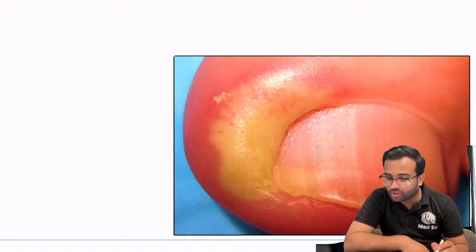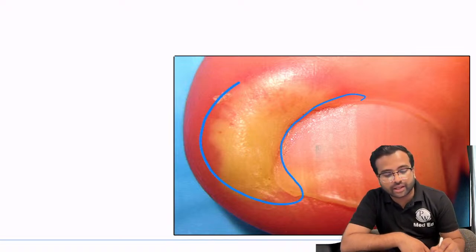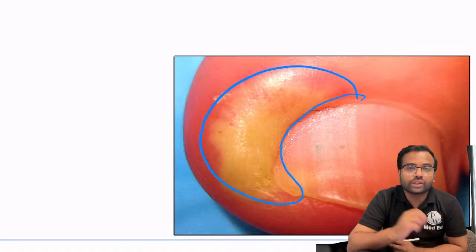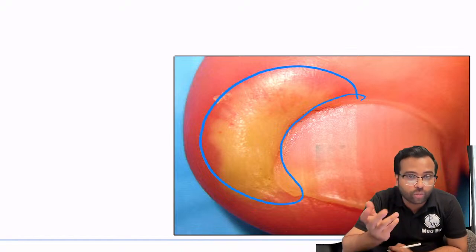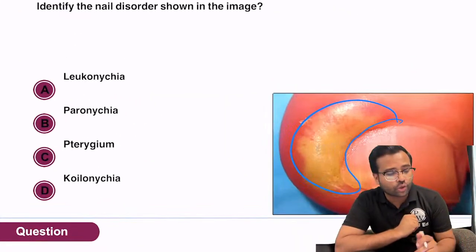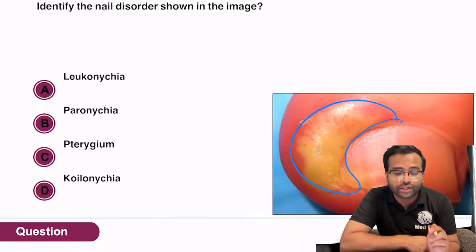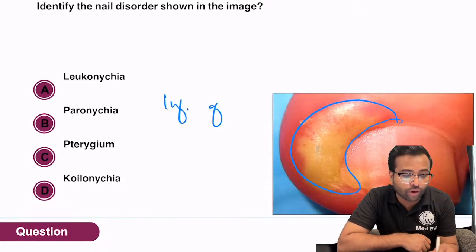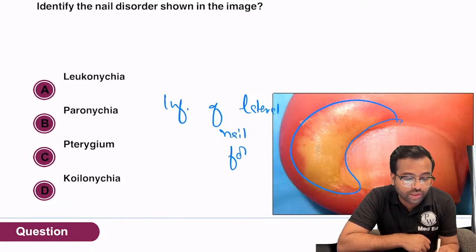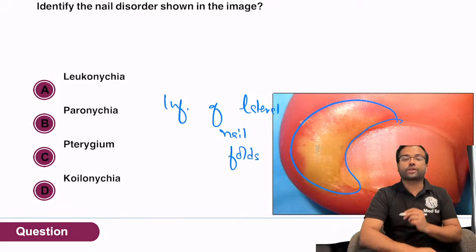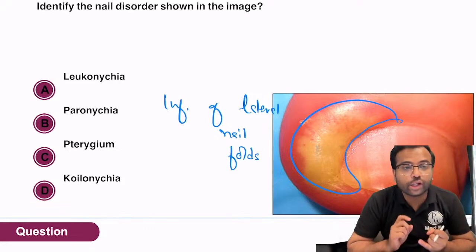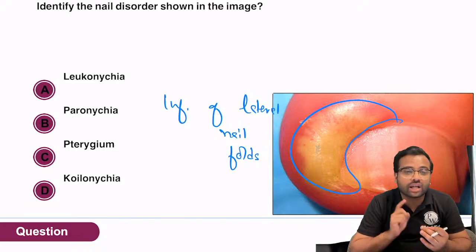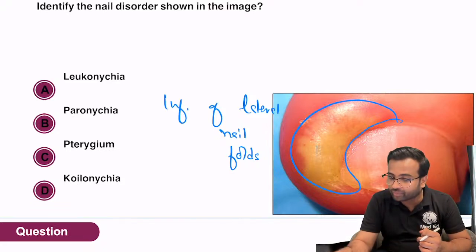So here, what you see, you can see that there is something like this. There is a yellowish discoloration, probably pus. So this should be an infection of the lateral nail fold, isn't it? Infection of lateral nail folds. So what do you call an infection of the lateral nail fold? Is it leukonychia, paronychia, pterygium, or koilonychia?